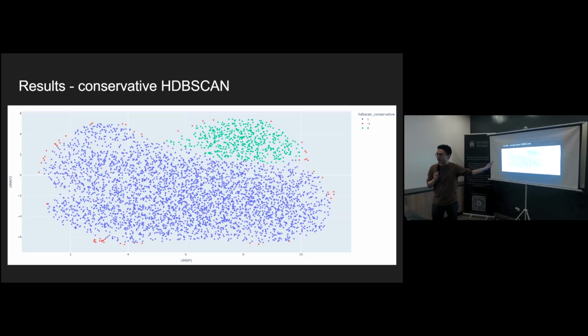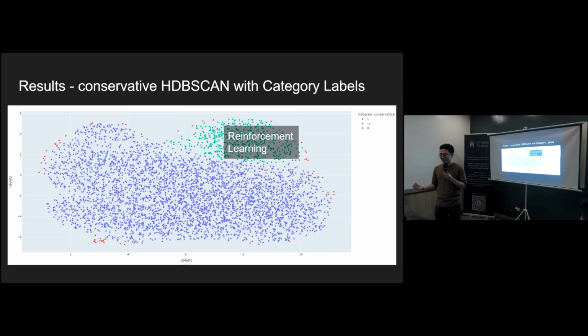I call this conservative HDBSCAN because here each point considers around 70 other points to decide which neighborhood it belongs to. Apparently, I was only able to find two clusters and some noise. And when I looked at them, I wasn't able to cluster this big one because it's very widespread. But the one on the upper right is still reinforcement learning.